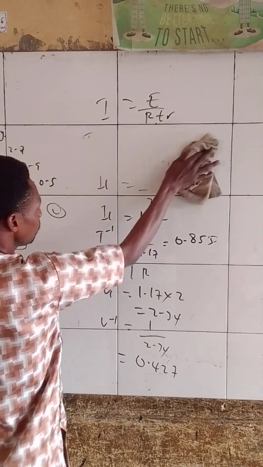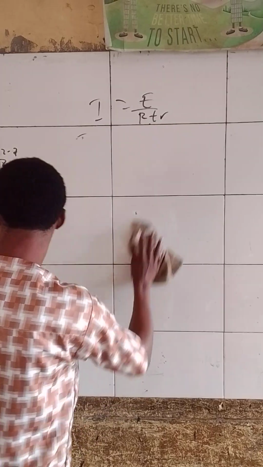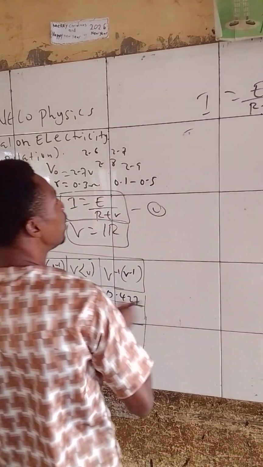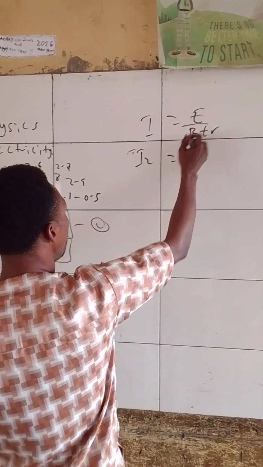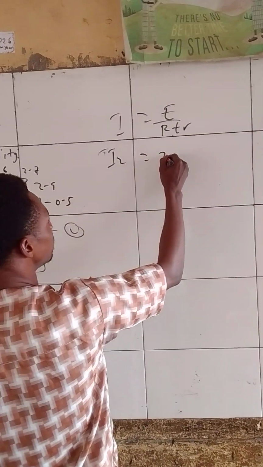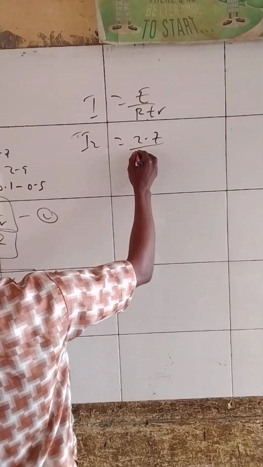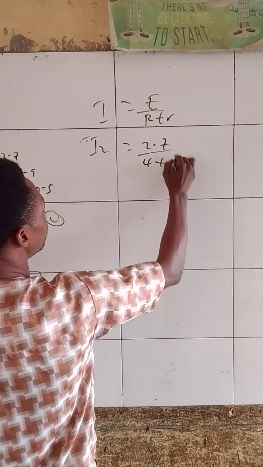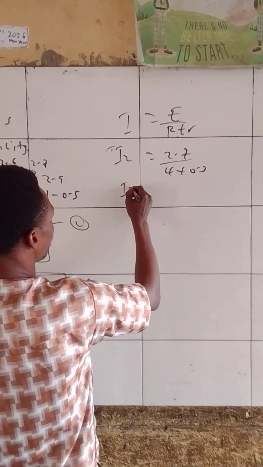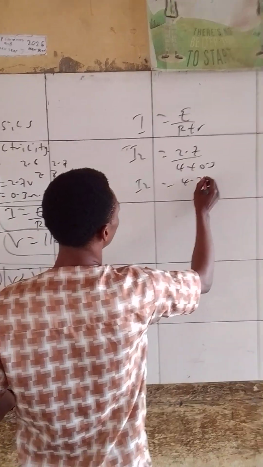Now, I'll move to the second one, when the resistance is 4. So my second current, because my voltage is 2.7 all over my resistance here. I'm using 4 plus 0.3, my internal resistance is 0.3. So my second current will be 4.